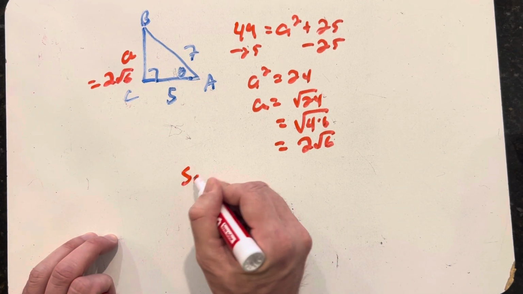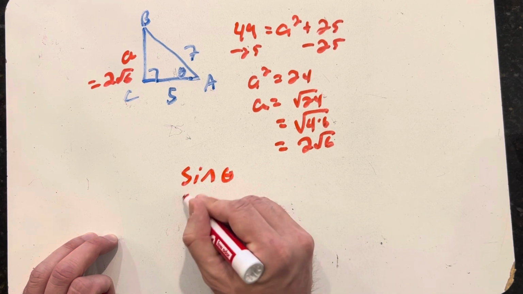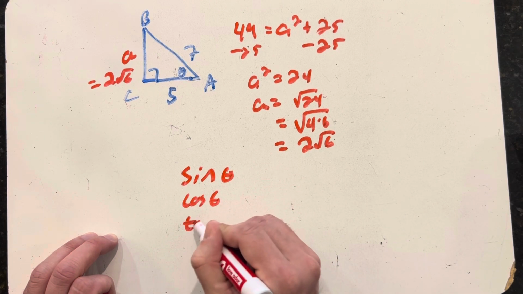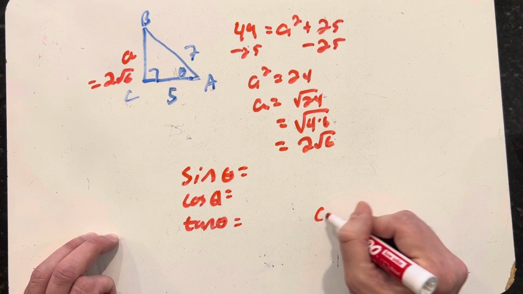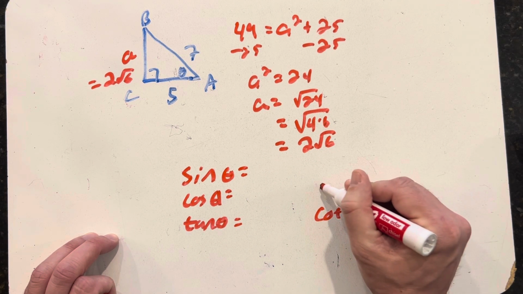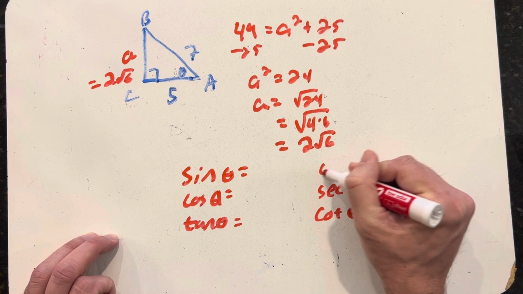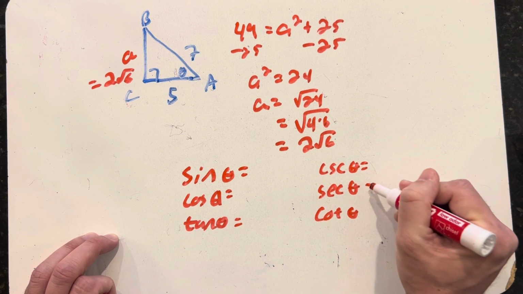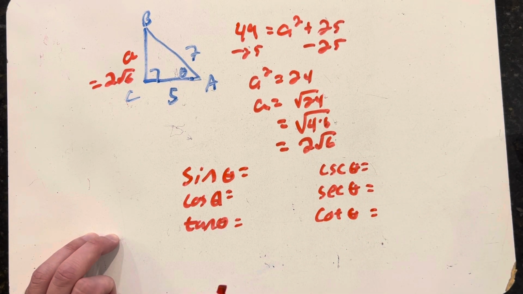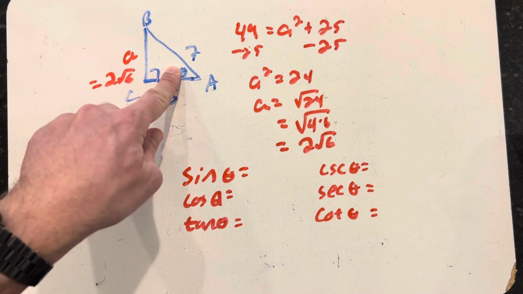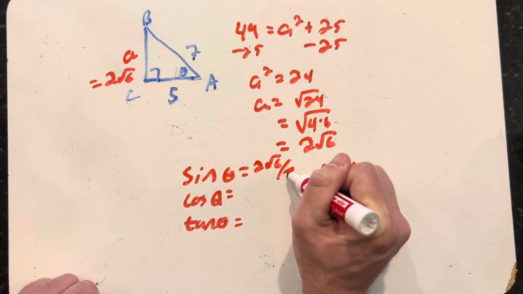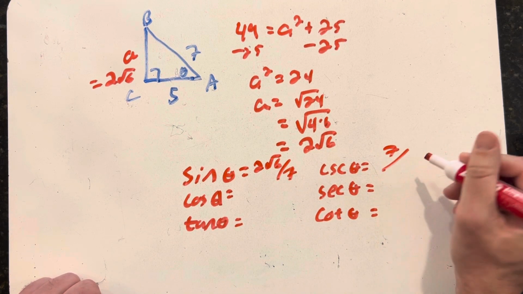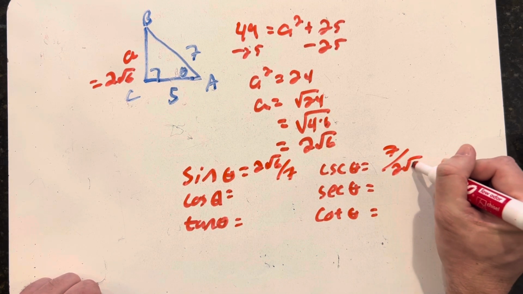And here again, we can write down the exact value of all 6 trigonometric functions evaluated at that angle. All right, so we're looking at this angle down here. Sine is the opposite over the hypotenuse, so that is 2 root 6 over 7. And again, the moment I know a sine, I can write down a cosecant.